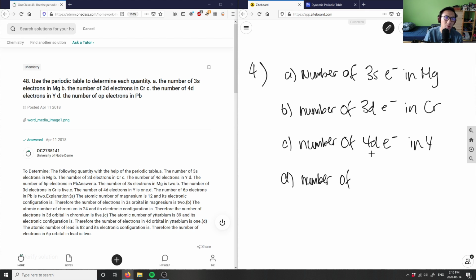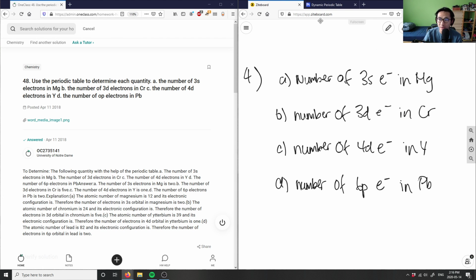OP. What's OP electrons here? I'm looking at the answer here, and I think it's asking for 6p electrons in lead.